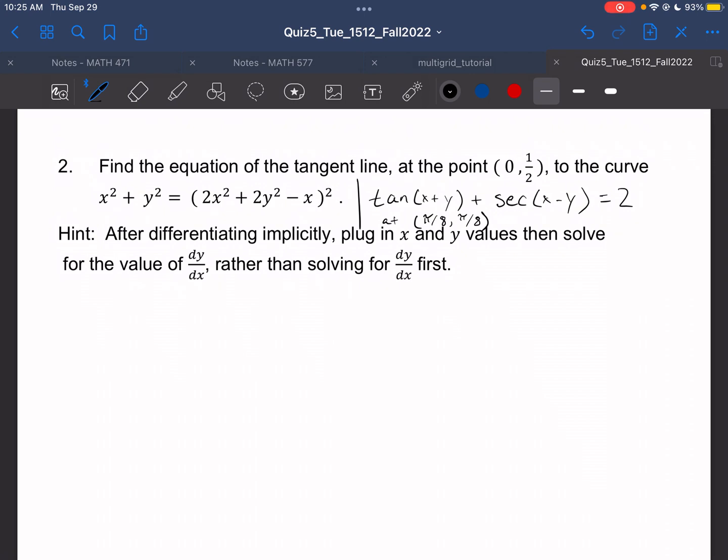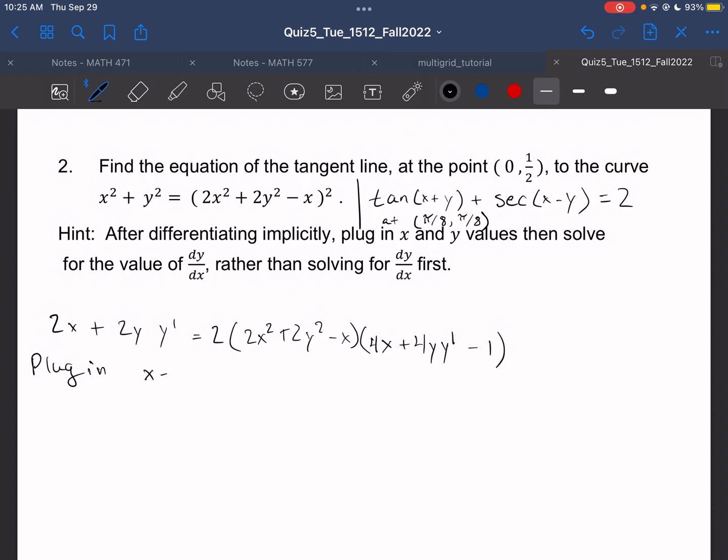So if we differentiate the Tuesday quiz function, we have 2x plus 2y y prime equals 2. I'll have to use the chain rule here: 2(x squared plus 2y squared minus x), and then times the derivative of the inside, which is going to be 4x plus 4y y prime minus 1. So then let's plug in 0 for x and 1/2 for y.